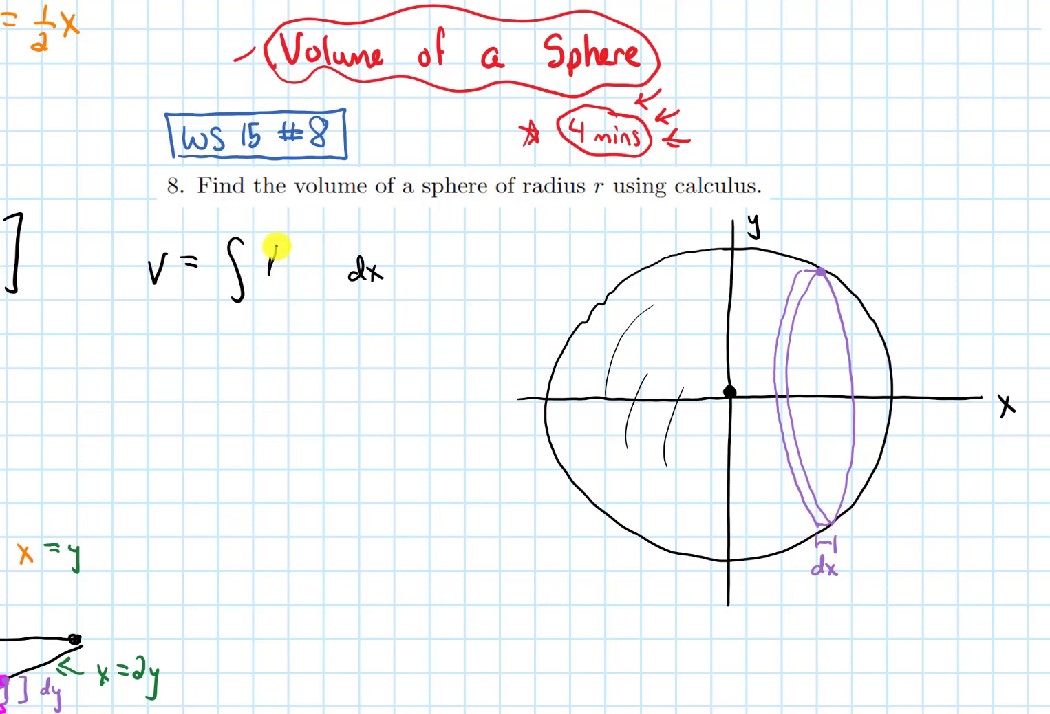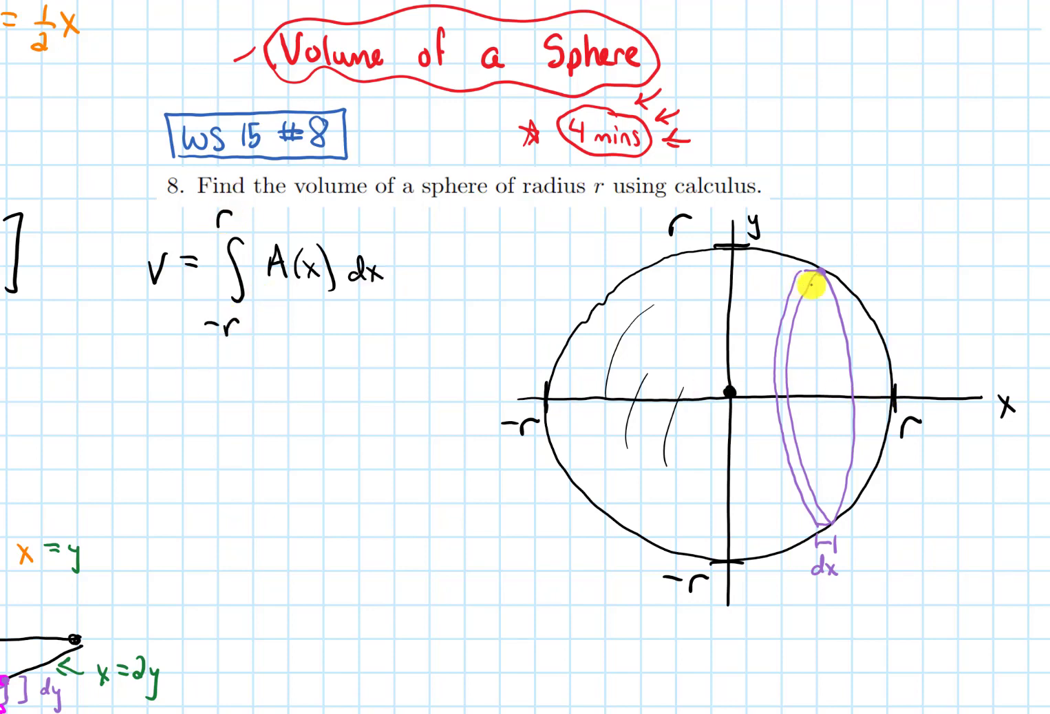That means when I write the area of my cross-section, I will write it as a function of x. Looking at my picture, this is a circle of radius r, so this is r on the x-axis, this is negative r on the x-axis, and this would be positive r and negative r on the y-axis. So the smallest x gets is negative r, the biggest it gets is positive r.